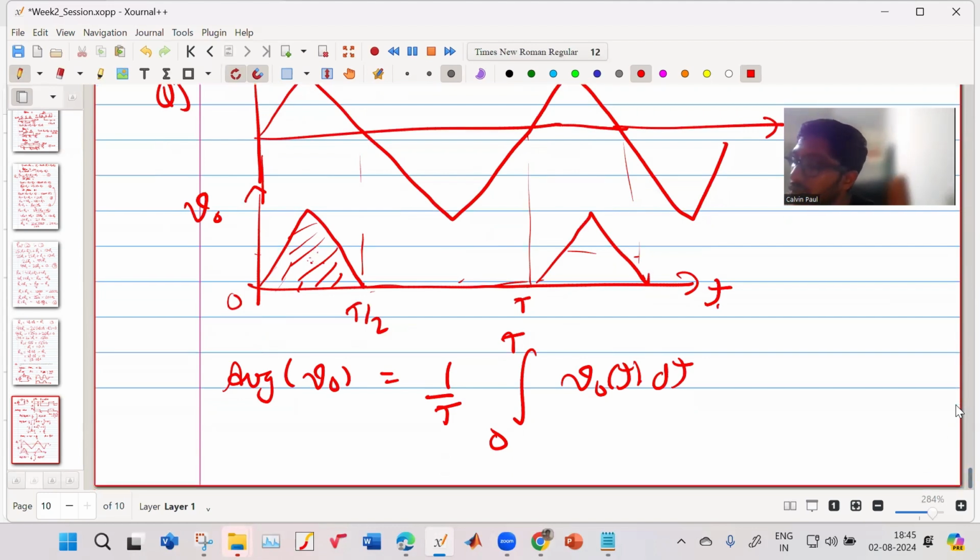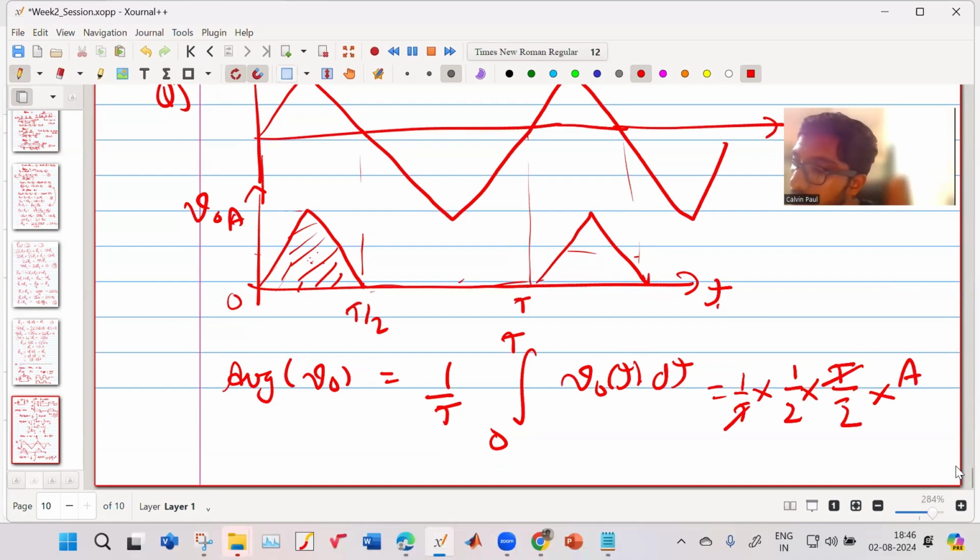Can anyone tell what's the formula for area of a triangle? 1 by 2 into base into height. Yes. So in this, what is the base? The base is t by 2, from 0 to t by 2. So area of a triangle is half into base into height. Base here is t by 2. And what is your height? Your height will be this, A, right? So your average, this t and 2 get cancelled.